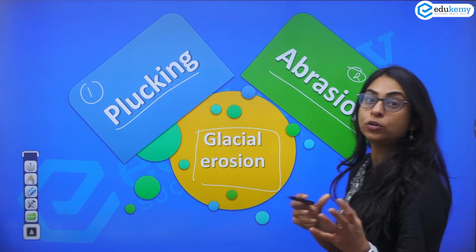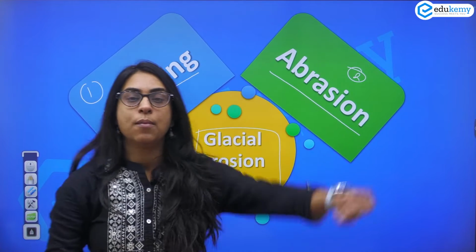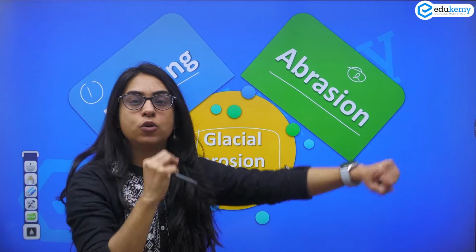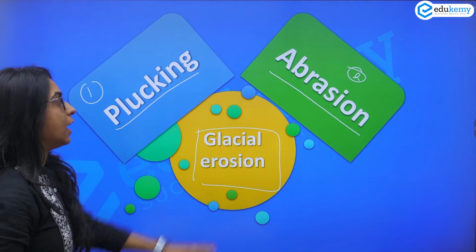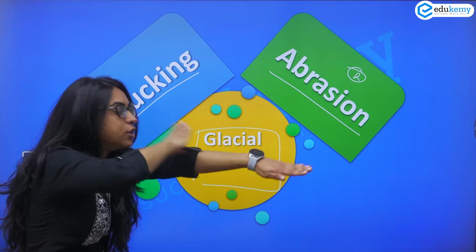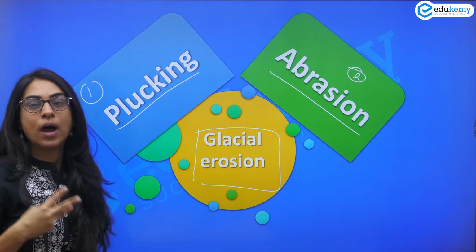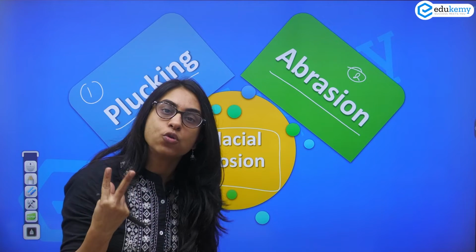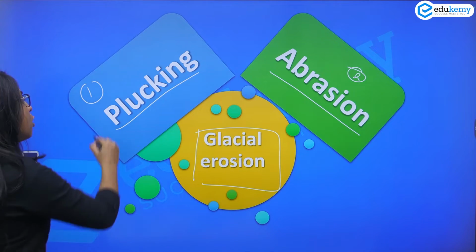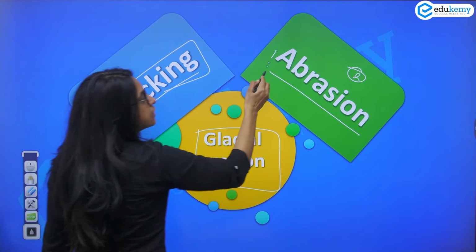Now how are both of them different? Plucking is when pieces are torn out, and the other, abrasion, is where there is polishing and scratching going on. So as the glacier moves, it does erosion in two forms. One form is plucking, the other is abrasion.